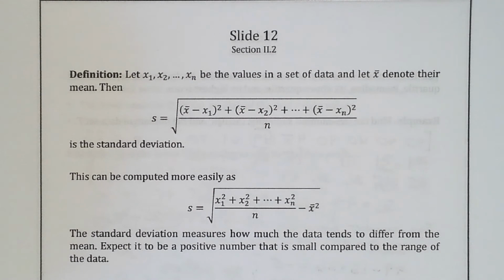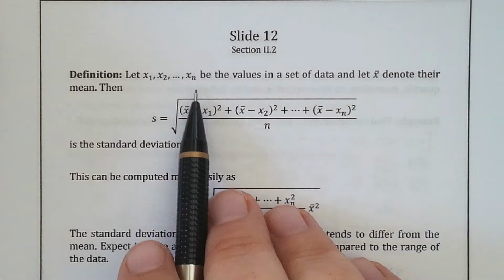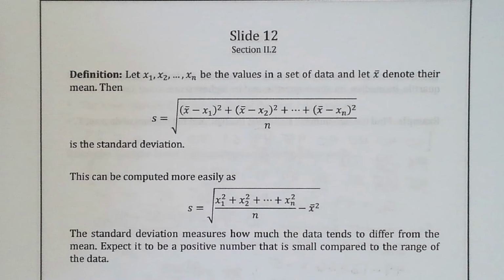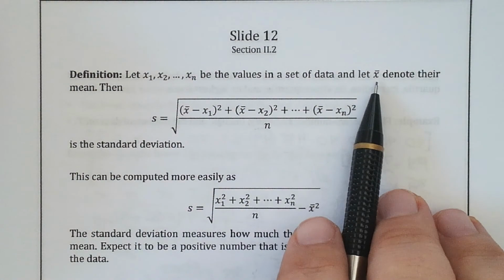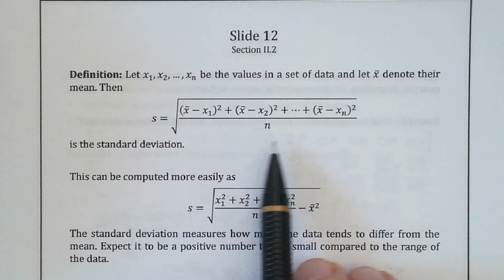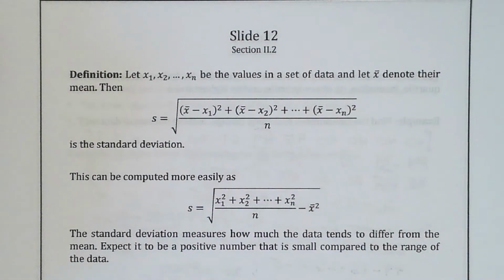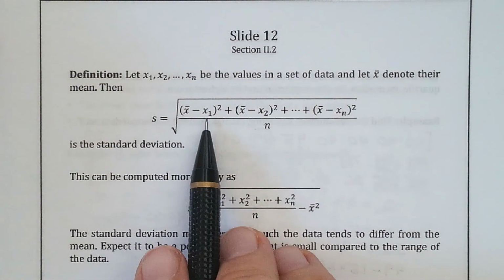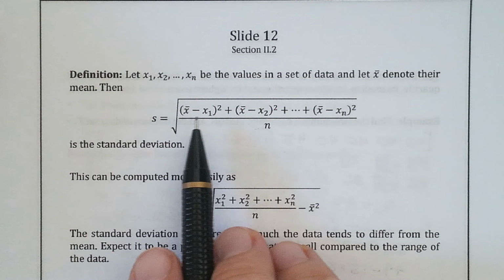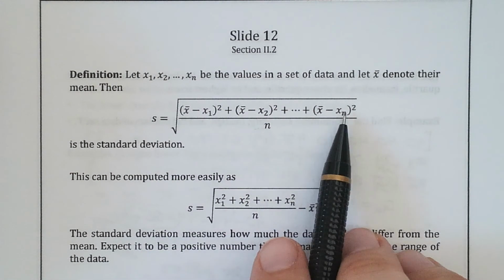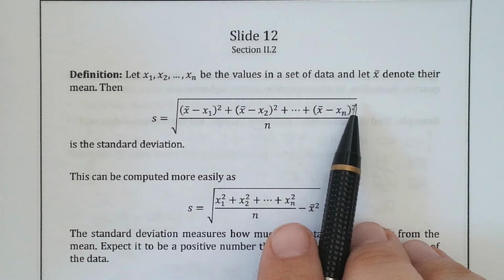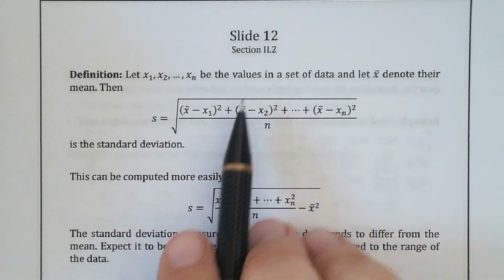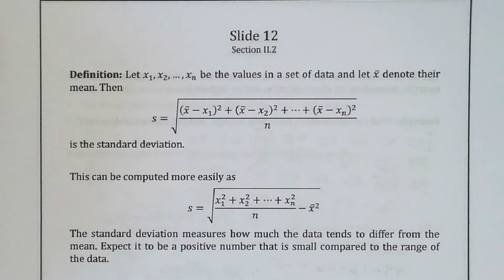So if x1, x2, and so on up to xn are the values in a set of data, let x bar denote their mean, then s equals this thing, which you compute by taking the difference between each element and the mean, squaring it, adding them up, dividing that sum by n, and then taking the square root. That value is called the standard deviation.